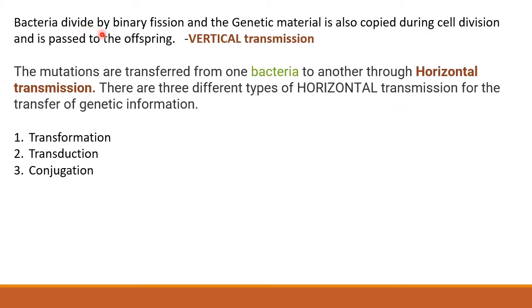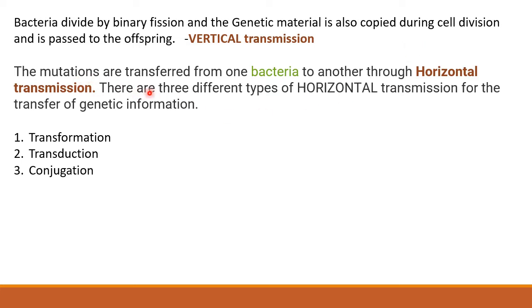Now we know that bacteria divide by binary fission, and the genetic material is also copied during cell division, and then it is passed to the offspring. So this is known as vertical transmission. The genetic material is transferred to offspring via cell division. Equal, identical copies are made and they are passed on to the offspring.